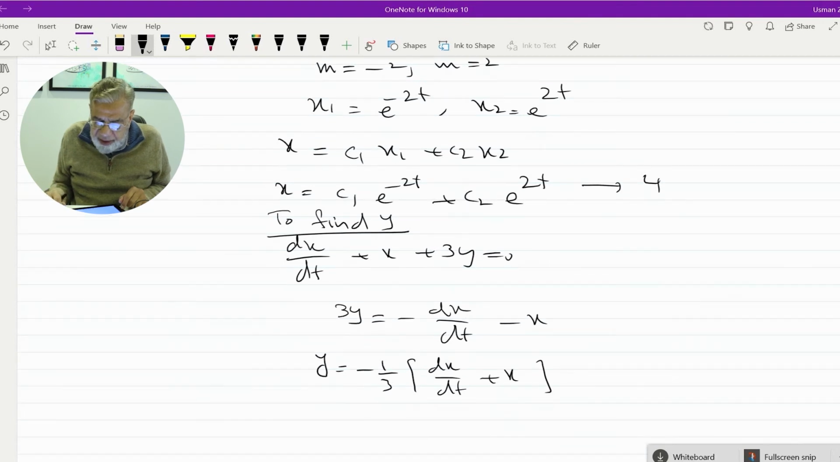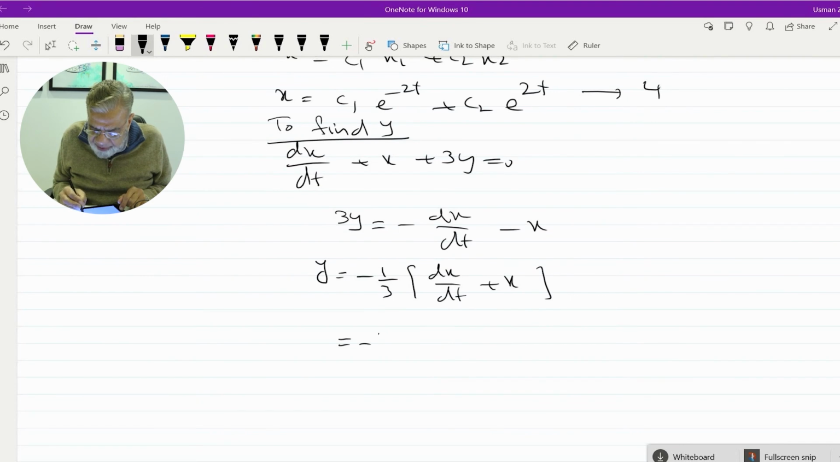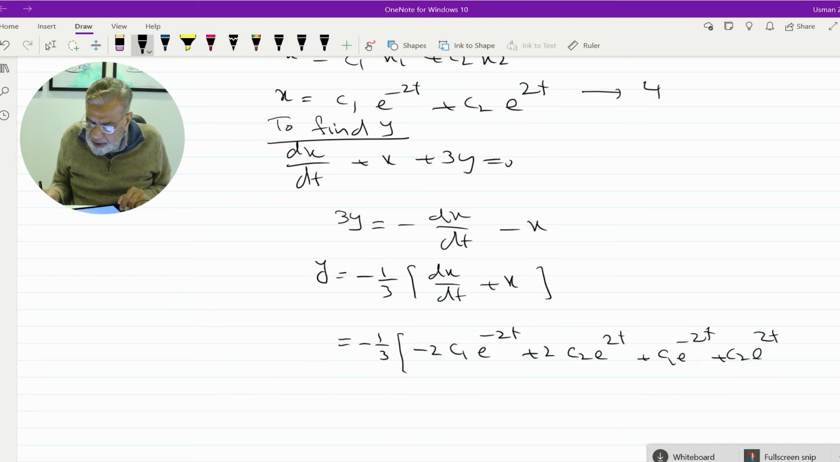So my dx by dt, I have the values before me. This is my x in equation 4. I can get right here, this is minus 1 by 3 dx by dt, that gives minus 2 c1 e to the power minus 2 t plus 2 c2 e to the power 2 t plus x, our x is c1 e to the power minus 2 t plus c2 e to the power 2 t. We simplify this one. We get y is equal to minus 1 by 3. This minus 2, this 1, we get minus 1 only c1 e to the power minus 2 t. This 2 and this 1 become 3 c2 e to the power 2 t. So this is my equation 5.